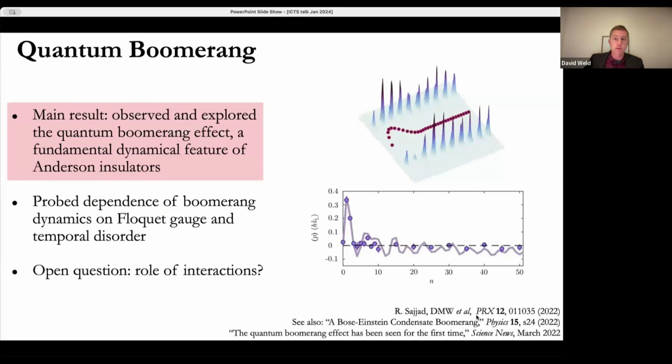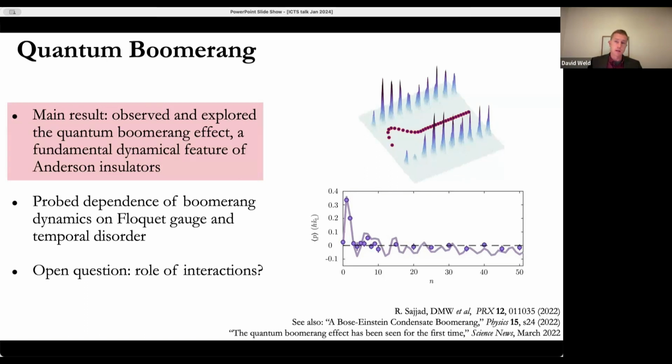Okay, so the main result of this first part of my talk about the quantum boomerang effect is that we observed and explored this recently predicted effect, which is a fundamental dynamical feature of Anderson insulating matter. And we looked at the dependence of the boomerang dynamics and the way that you can interfere with them by varying the Floquet gauge and the temporal disorder in the kicking sequence.